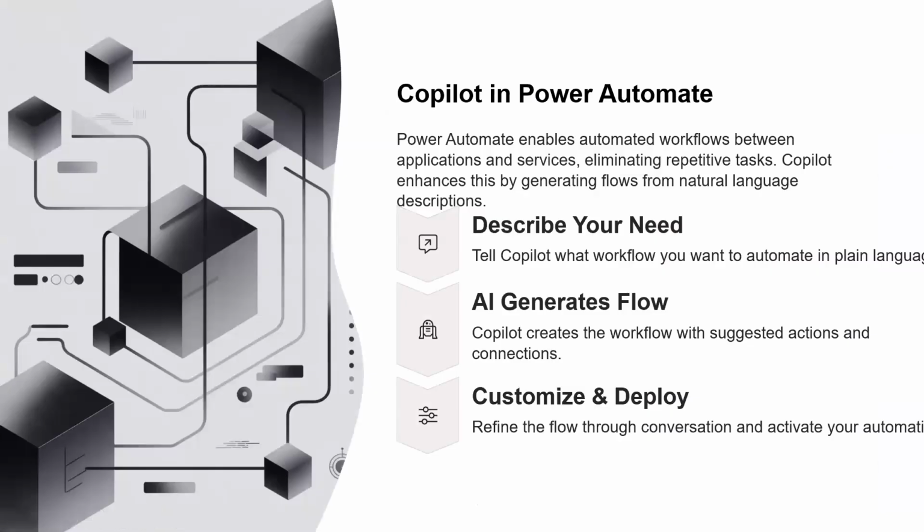Now, Copilot and Power Automate. Power Automate enables automated workflows between applications and services, eliminating repetitive tasks. Copilot enhances this by generating flows from natural language. So you describe what you need, tell Copilot the workflow you want to automate. So it could be like you want to make a to-do list app or a food tracking app. And so you explain what the flow should be like.